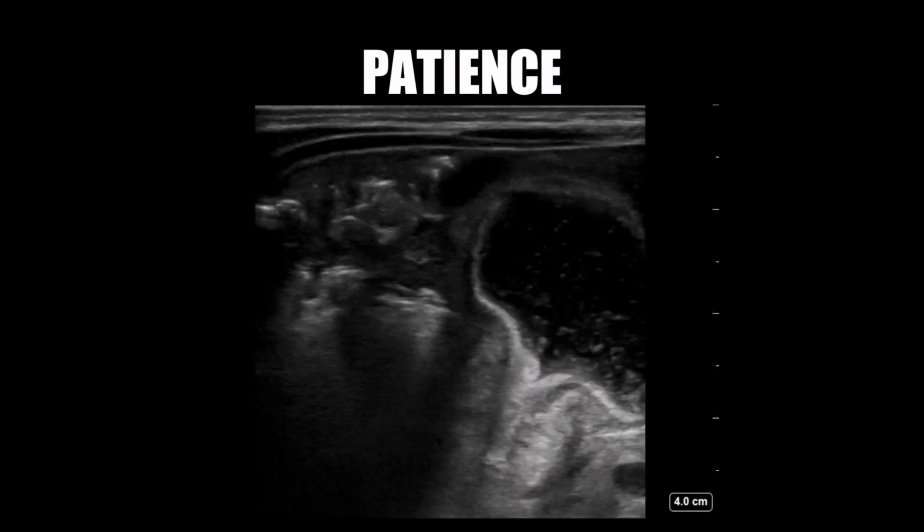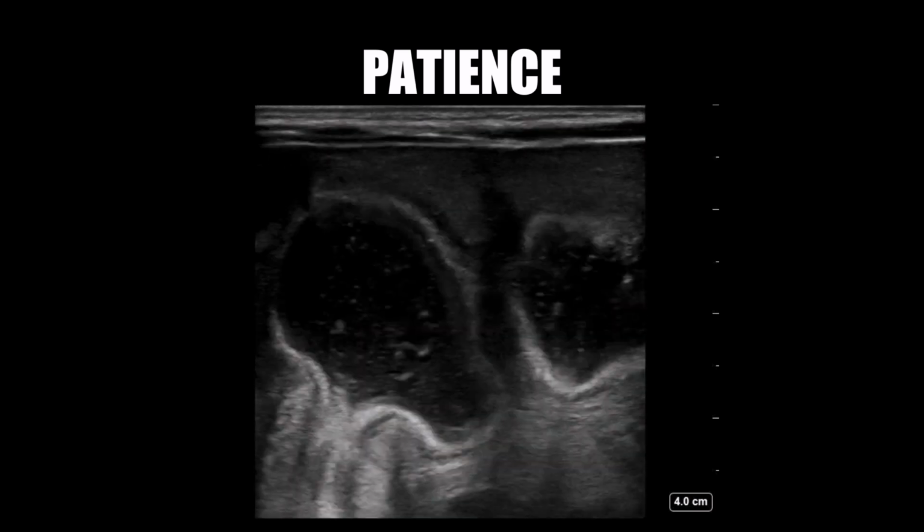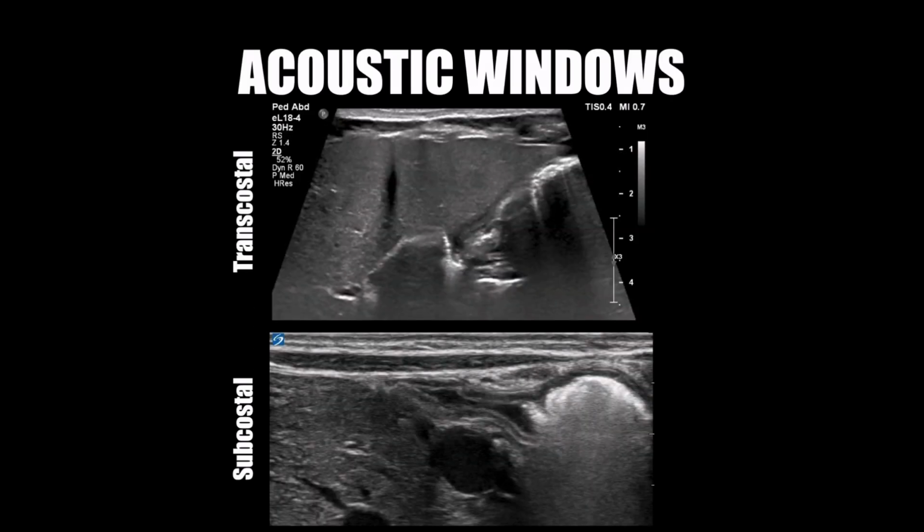But remember, all you got to do is hit freeze, pan back through some of these images, and then you can go back and get those clips of the pylorus and make your measurements if needed. Comparing a couple of your acoustic window options, again, you can do a transcostal or subcostal approach. These are images actually from the exact same patient.